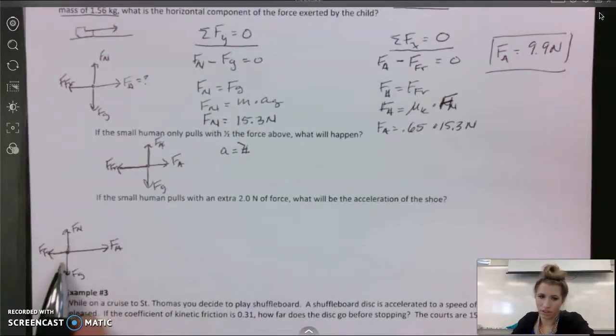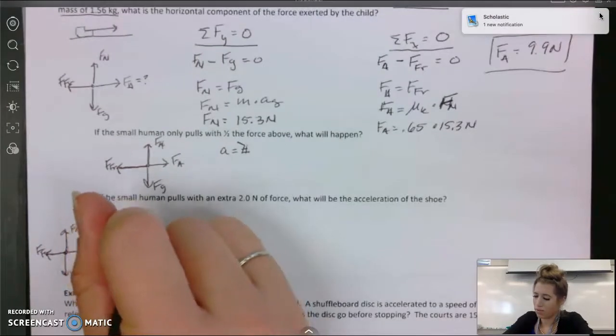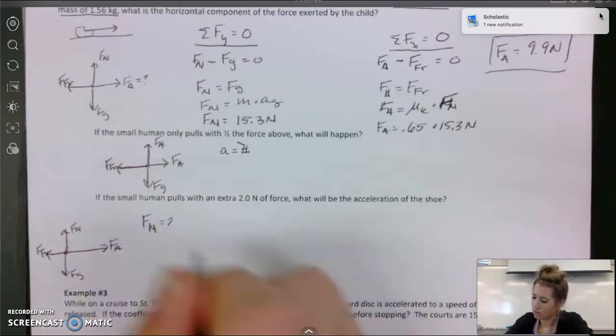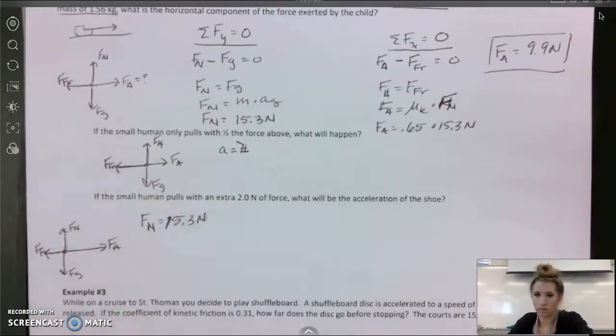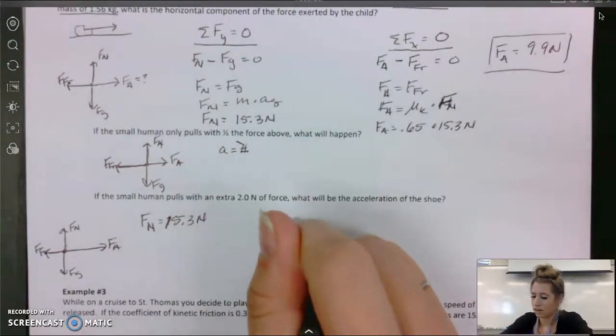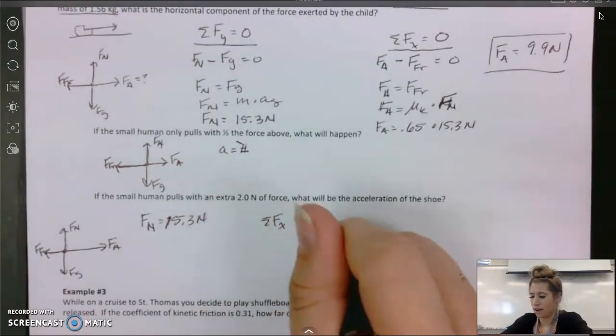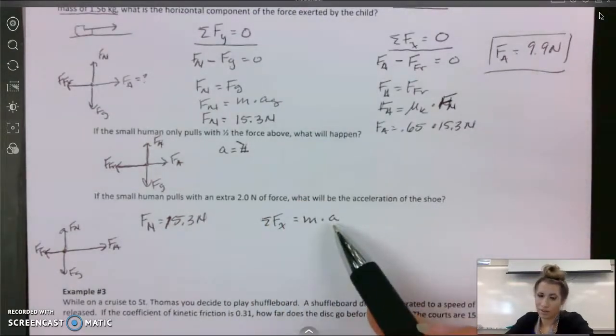This doesn't change though. It's the same object, so the force due to gravity is the same, which means the normal force is the same. So from above, force normal is 15.3 newtons. Now let's look at the x direction. The sum of the forces in the x direction is going to equal mass times acceleration. And this acceleration is no longer 0.